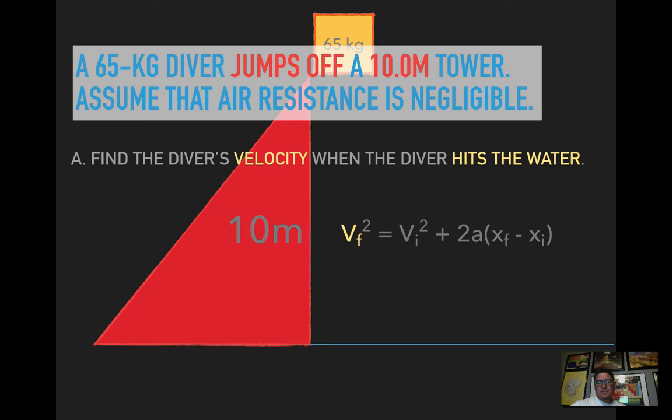Now I also know my distance because the problem tells me it's a 10-meter tower. So my x final will be 10 and my x initial will be 0. So that's 10 meters. That's my distance. Those are the two variables that I now have values for. Acceleration is actually g, which is 9.8 meters per second squared, and my distance is 10 meters. So I can now replace those variables with what I know, and I can plug and chug at this point.